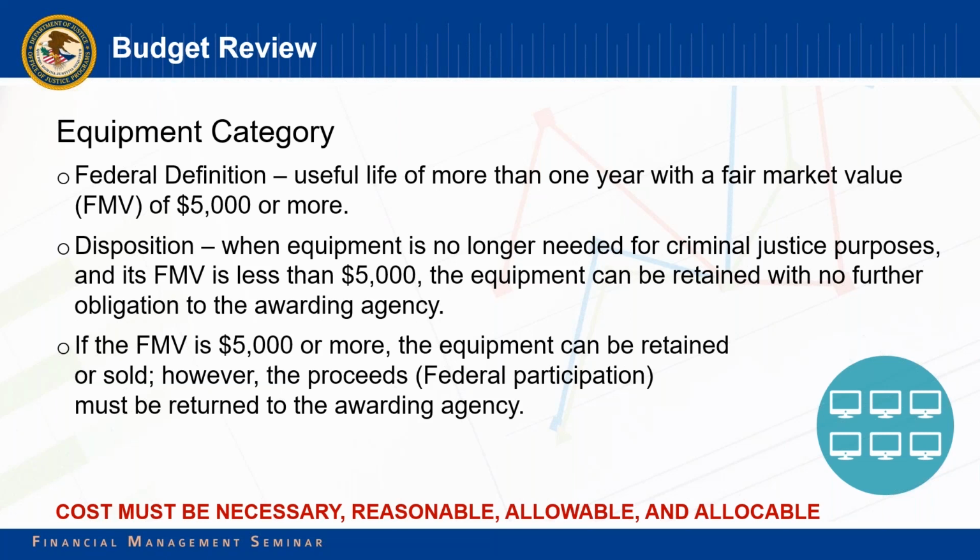Now, if you have bought equipment under the federal policy and you no longer need it for criminal justice purposes, and the fair market value is less than $5,000, you can actually keep the equipment with no further obligation back to the awarding agency. However, if you have equipment that's no longer needed for criminal justice purposes and the fair market value is $5,000 or more, you can keep the equipment or you can sell it. However, if you do sell the equipment, any proceeds from selling that equipment must be returned to the awarding federal agency.